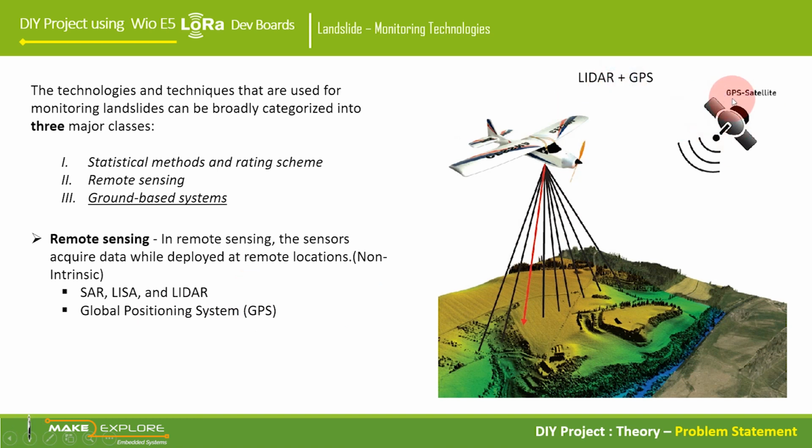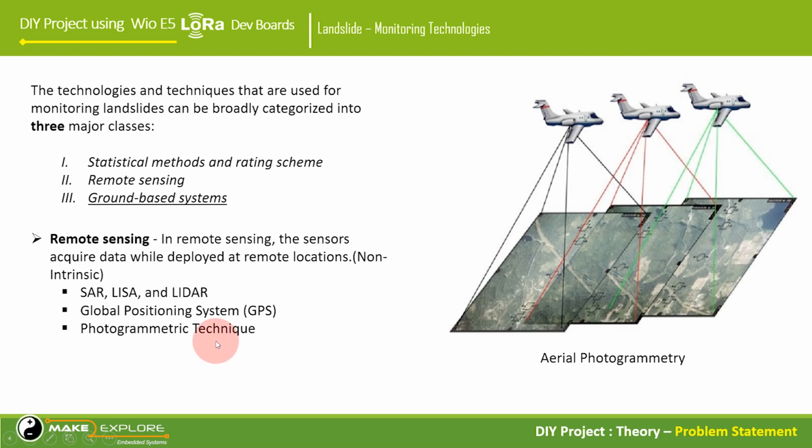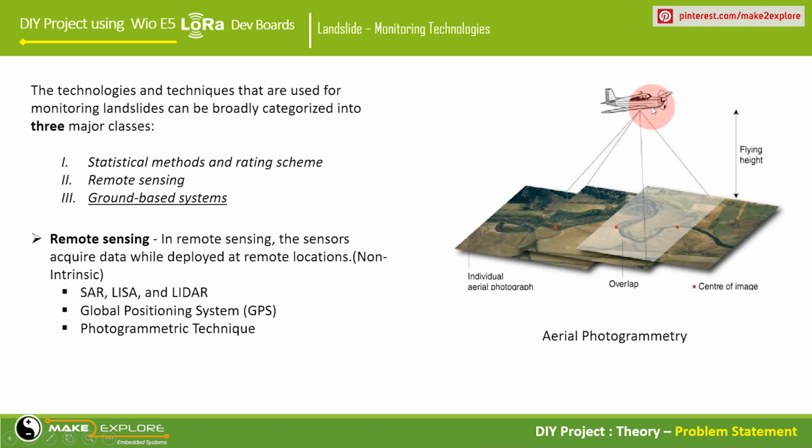GPS is also used for locating the areas of active landslides. It is feasible for landslide detection. Another technique in this category is the photogrammetric technique. The photogrammetric technique uses 3D specialized cameras for monitoring ground movement in the mining areas. Cameras are installed at a height to observe the terrain.